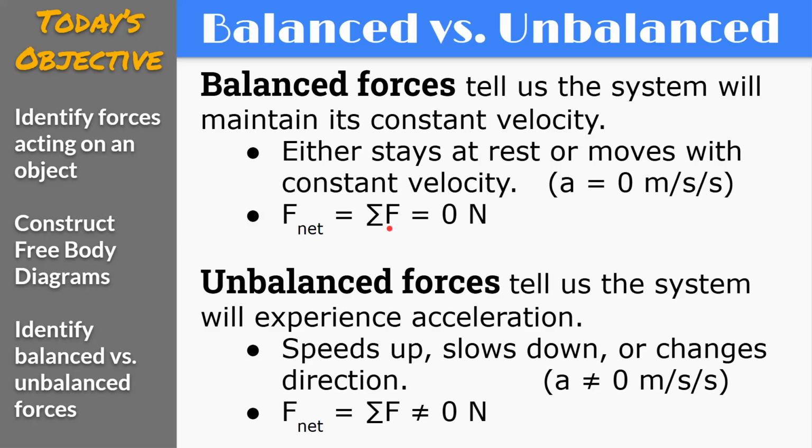So net force or sum of forces, I don't know if you guys have seen this capital sigma in your math class, but it means sum of, so it means adding together all of the forces. But it's net force. It's another way to write it. Unbalanced forces, on the other hand, tell us that the system will experience acceleration. So if those forces aren't equal and opposite, or if they don't cancel out, then you're going to have an object that's either speeding up, slowing down, or changing direction. It will have acceleration. That acceleration isn't 0 because it has a net force that isn't 0. Okay, so it has some non-zero net force, and thus it's going to have acceleration, meaning it's going to change its state of motion. And again, this goes back to what the law said.